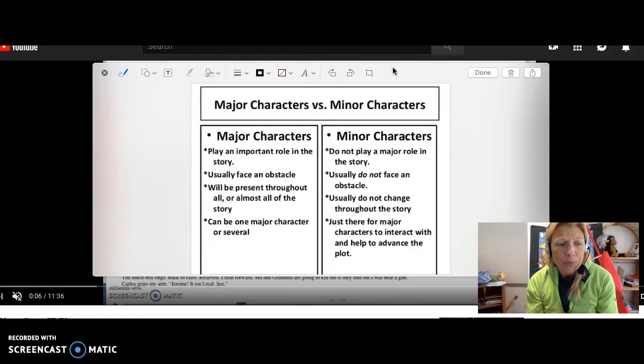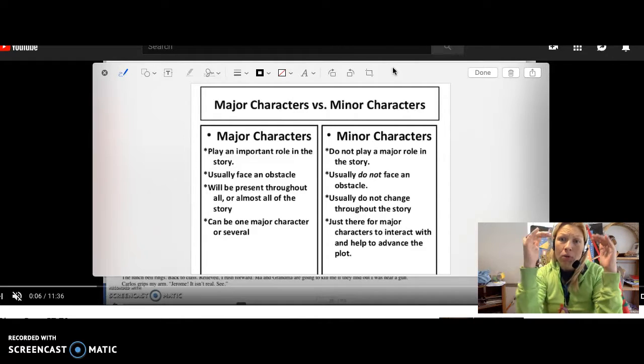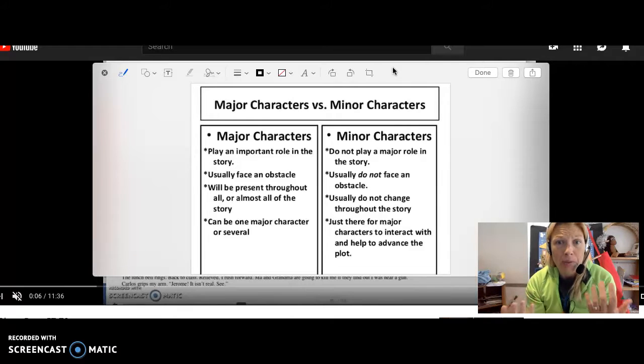So I want you to tackle this idea of Carlos and first decide, is he a major character or is he a minor character? And based on what bullets you see there, does that explain his role in the story? And then I want you to make some connections to Carlos and the gun and the symbolism. So what does that gun stand for in Carlos's mind and through his eyes and through his perspective? And how is it different from the perspective of Jerome?